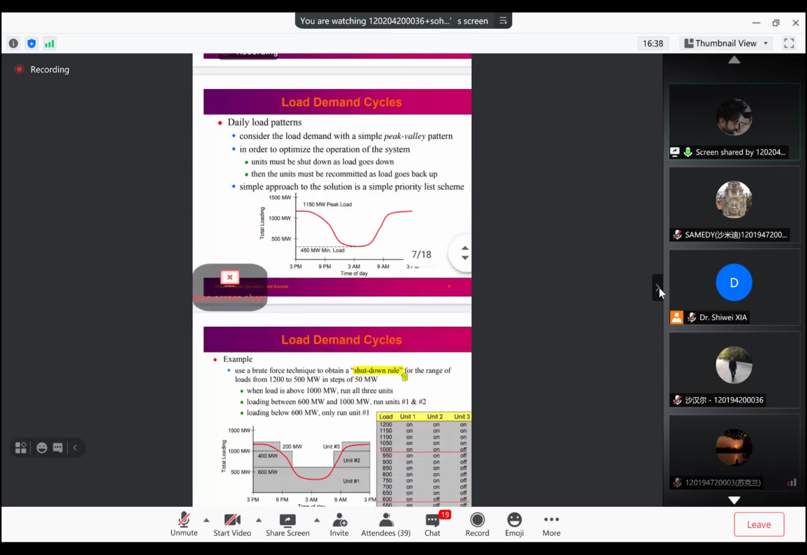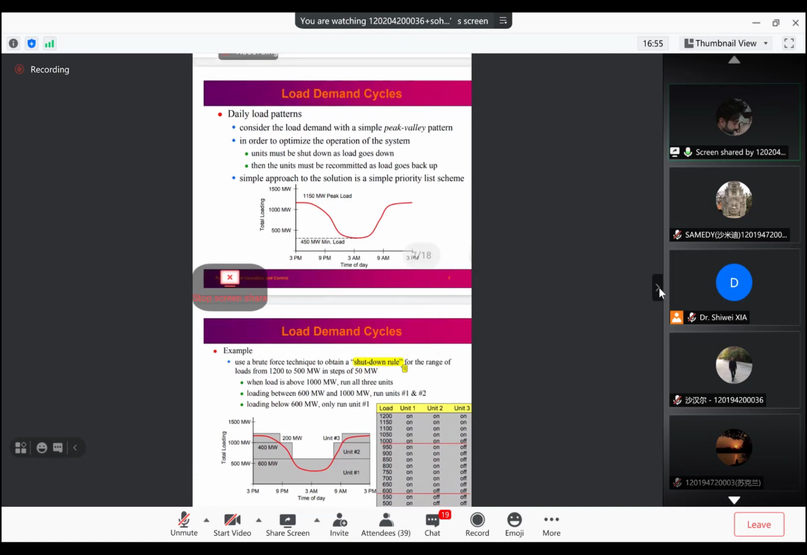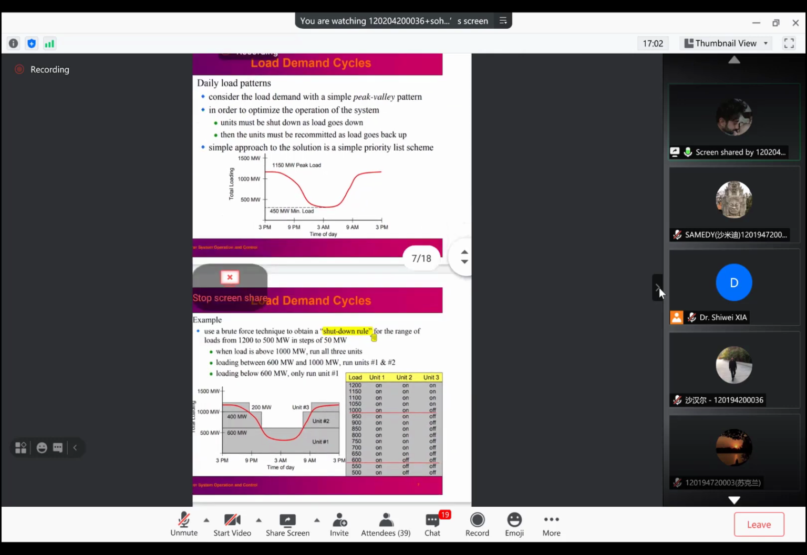For example, use the brute force technique to obtain the shutdown rule for the range of loads from 1200 to 500 megawatt in a step of 50 megawatt. You can see that there's a difference of 50 megawatt. When the load is above 1000 megawatt, run all three units. You can see that here. I'm talking about that graph.